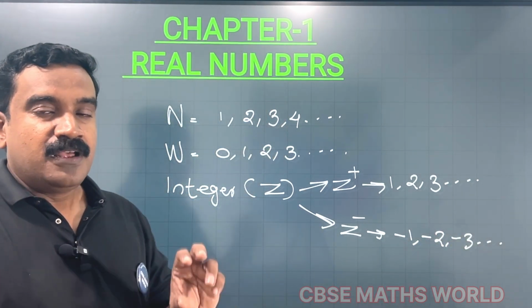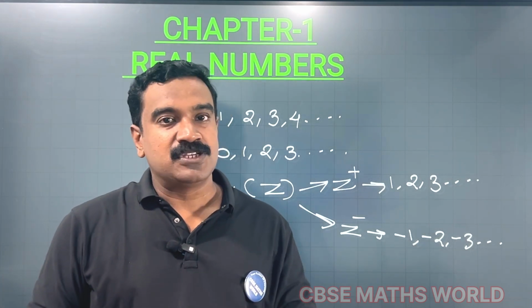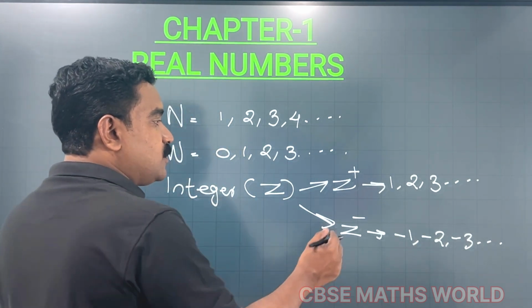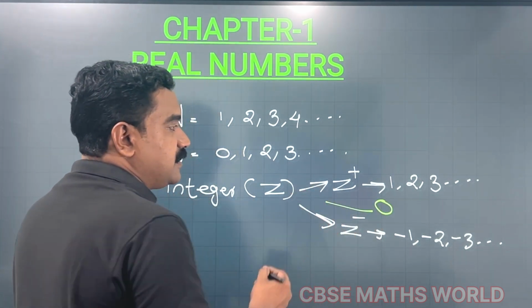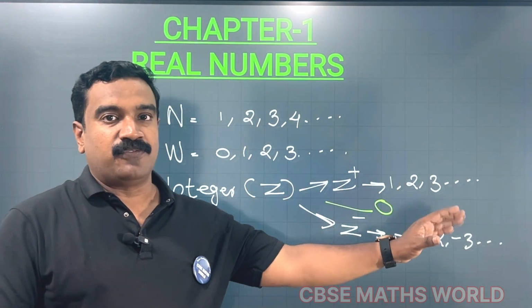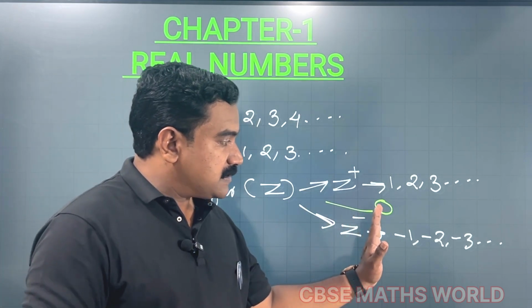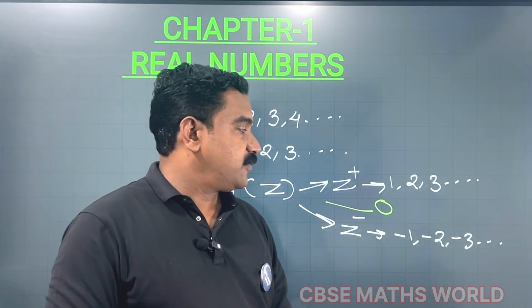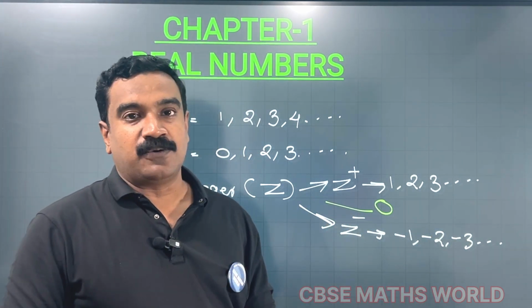So there is a confusion. What about 0? Whether 0 is an integer or not? Yes, 0 is also an integer. So integers we can divide into positive integers, that is 1, 2, 3, 4, 5, 6, etc., then negative integers, negative 1, negative 2, negative 3, negative 4, 5, 6, etc., and then 0 is also an integer.